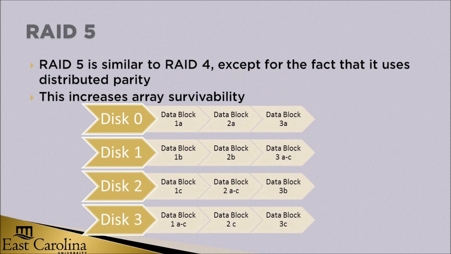RHEL 5 is similar to RHEL 4, except for the fact that its parity is distributed amongst the array. This distribution allows for the array to be much more survivable than it would otherwise be.